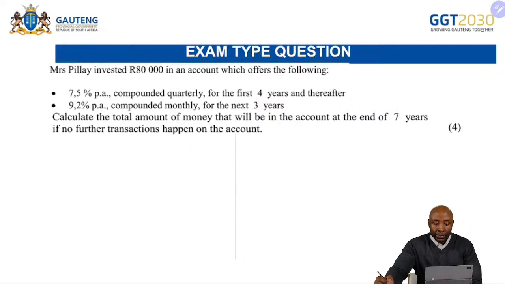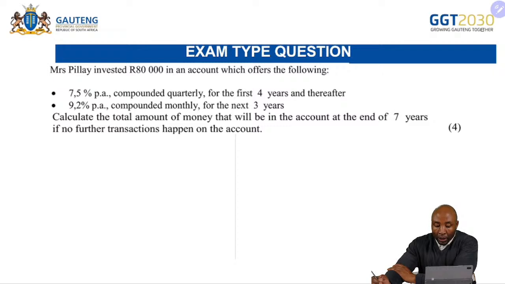We are told that Mrs. Pillay invested 80,000 into an account. The interest now is changing. Remember the ones that we did, you would find out that we only did where there are withdrawals and deposits. So sometimes the interest rate is the one that is changing, but we still need to calculate the amount in the account at the end of 7 years if no further transactions occur.